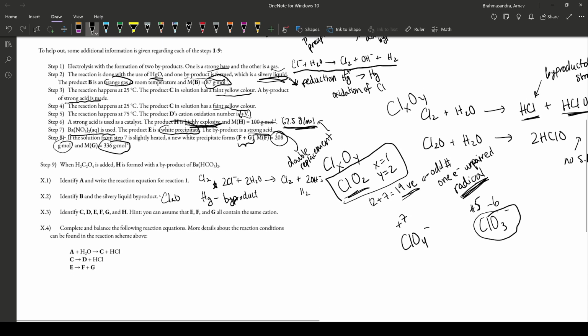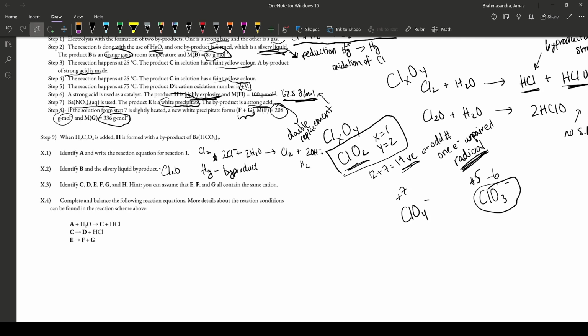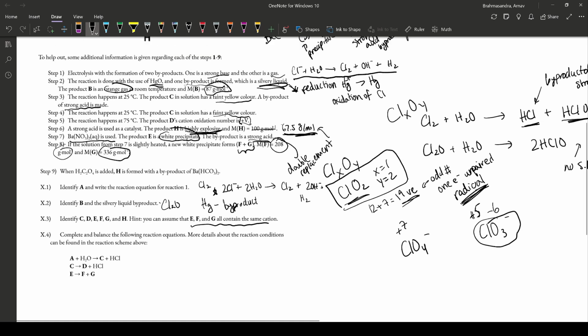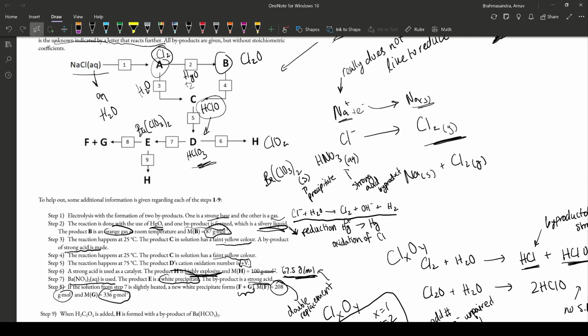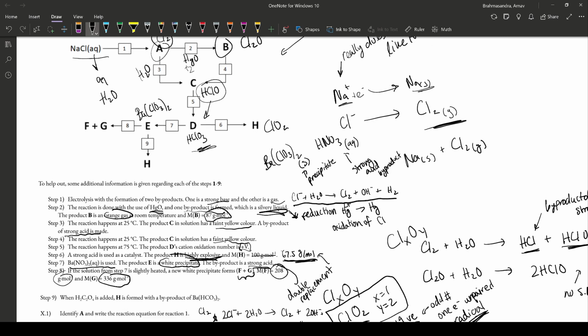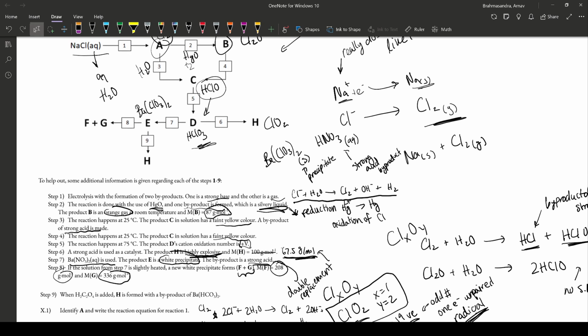Next, X.3 is just looking at everything, and the information I wanted to go over was that E, F, and G all contain the same cation. So if we look back up, E has our barium cation, which means F and G are also going to have our barium cation. So we need to account for that in our molar mass.